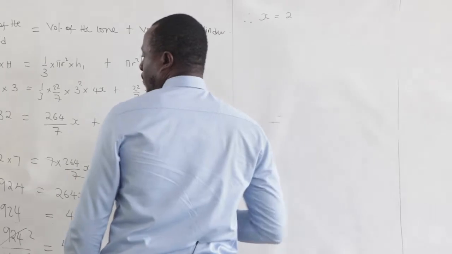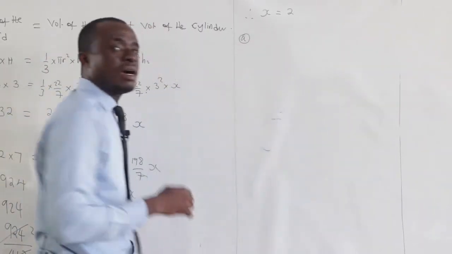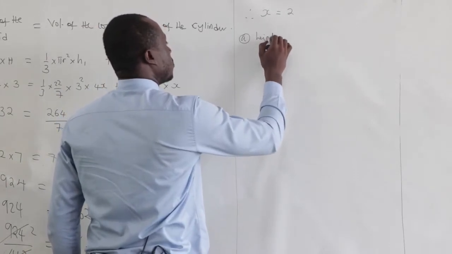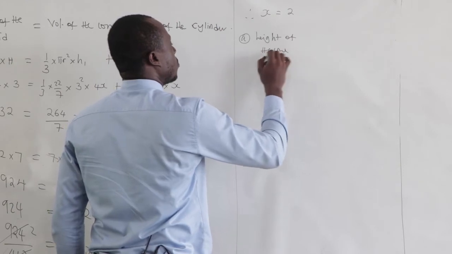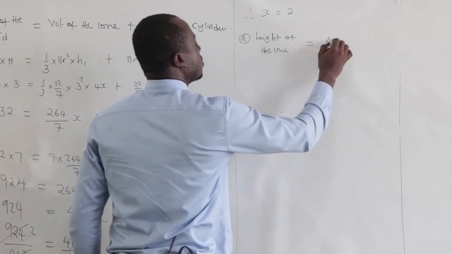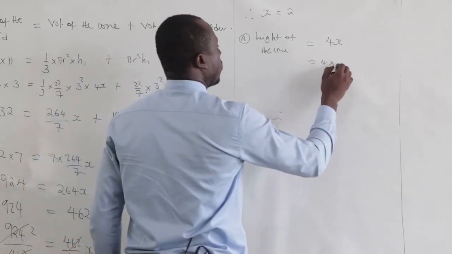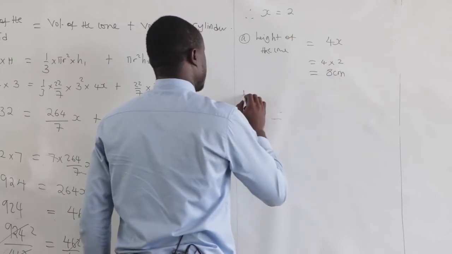That's our x. But then the first question says to find the height of the cone, A. Now, height of the cone. We know height of the cone is giving us 4x. And then our x is 2. So we have 4 times 2. And this will give us 8 centimeters.